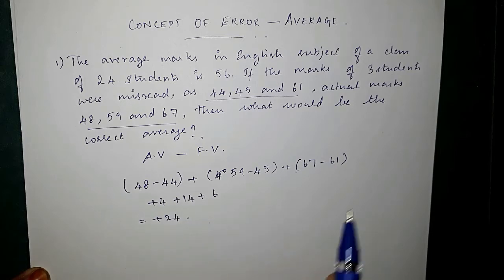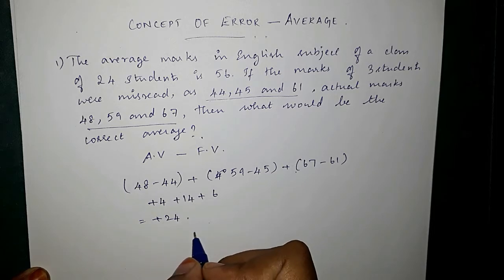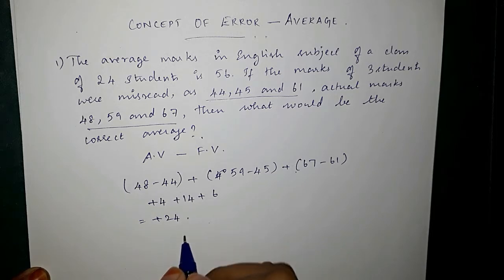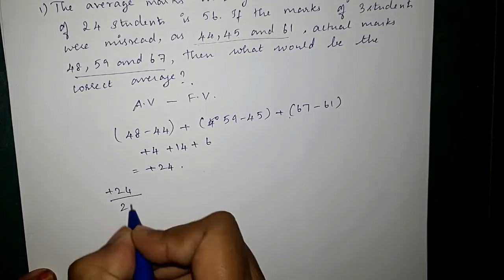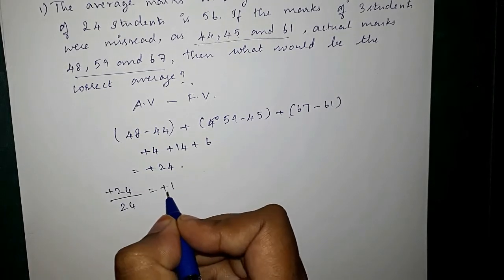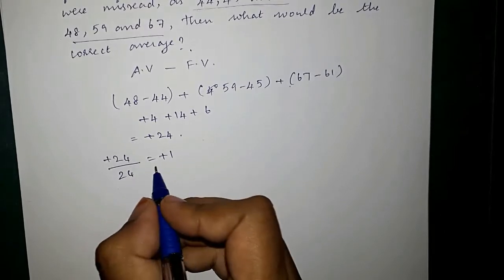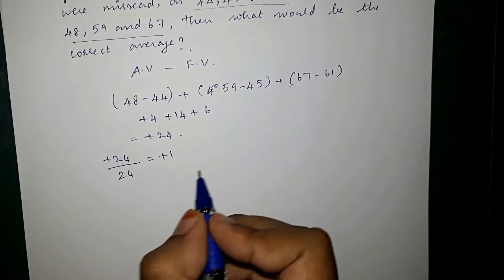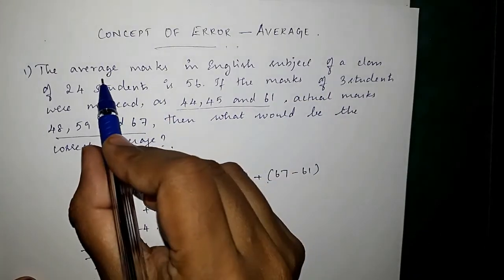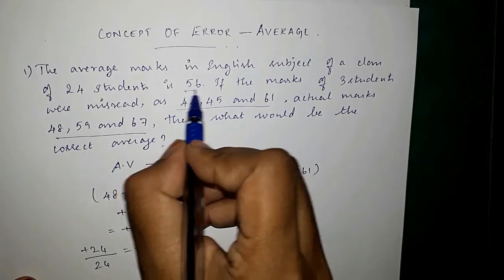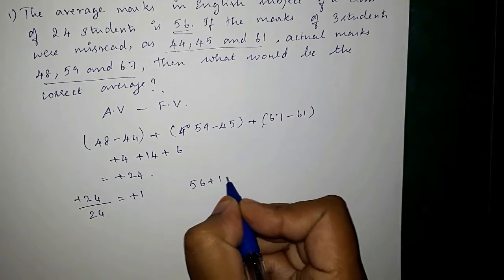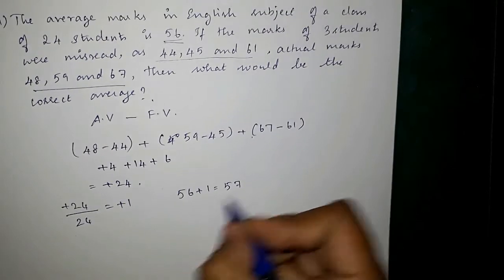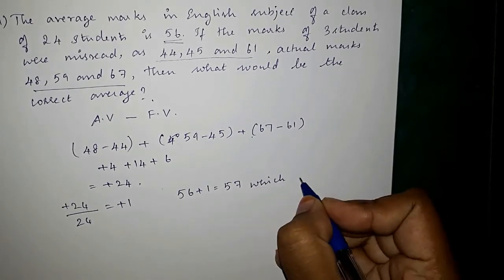So now, subtracting the false value from the actual value, we get the sum as plus 24, which should be equally distributed to all 24 students. So all 24 students will have plus 1 extra. This will be added to the average marks, that is 56. So 56 plus 1 is equal to 57, which is the correct average.